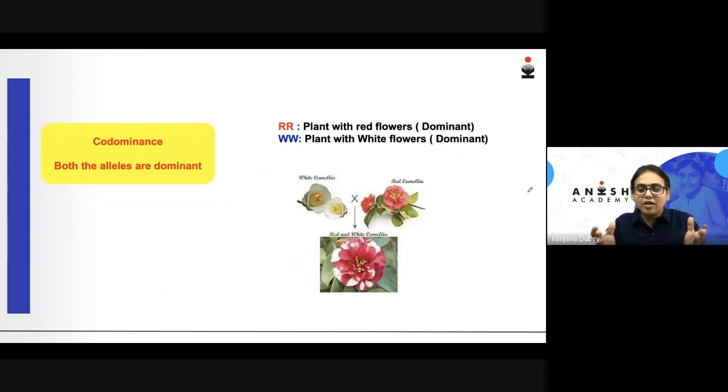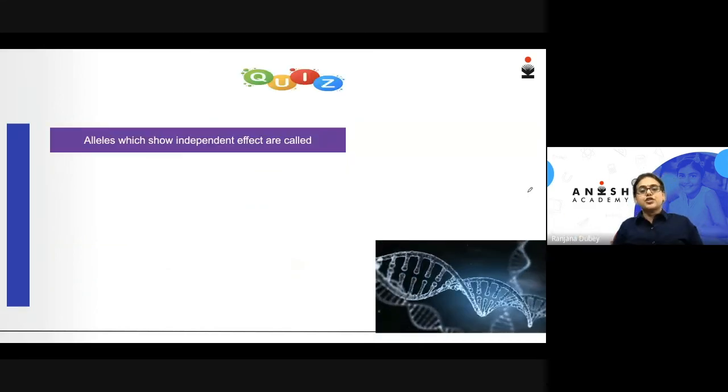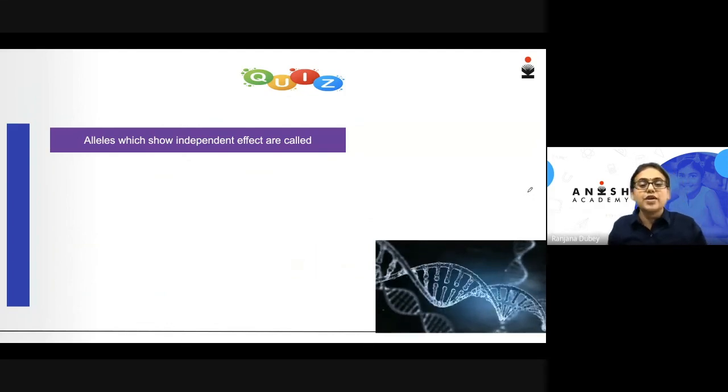So this phenomenon wherein both the genes of the crossing parents are dominant and both the alleles are expressing themselves is called co-dominance, that is, existing together and dominating together. Other examples of co-dominance we see in our human blood groups, and you can see it in the coat color in cattle. So this makes us ready to take up another NEET question.